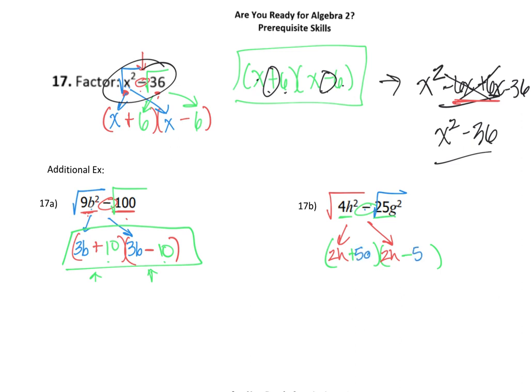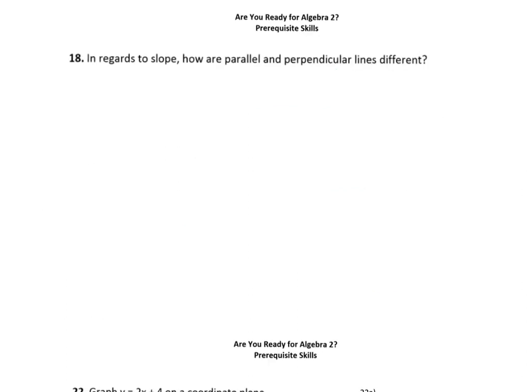The square root of g squared is g. So my answer is 2h plus 5g times 2h minus 5g. All right, moving on to a different concept here.